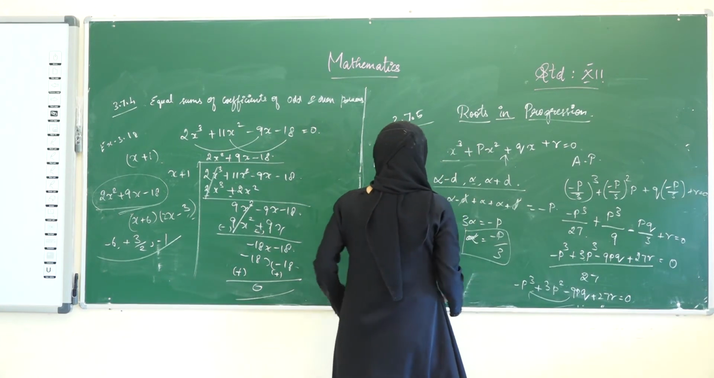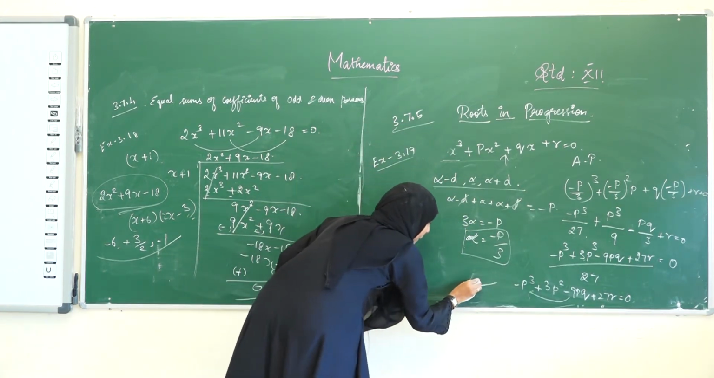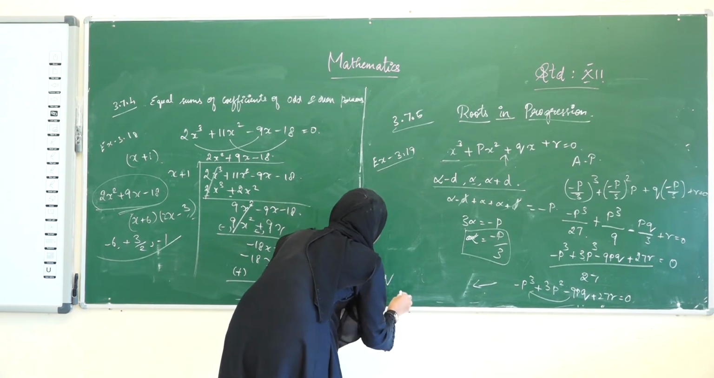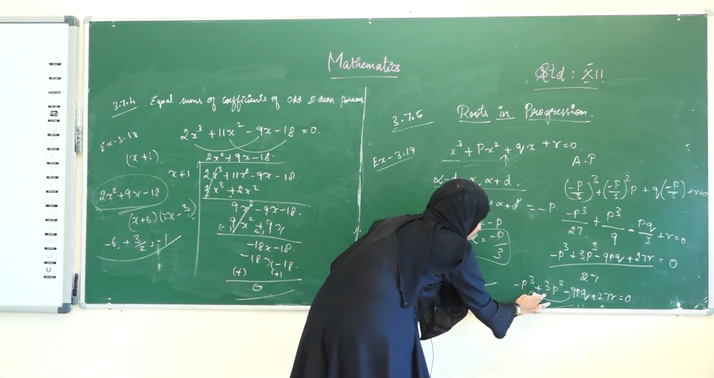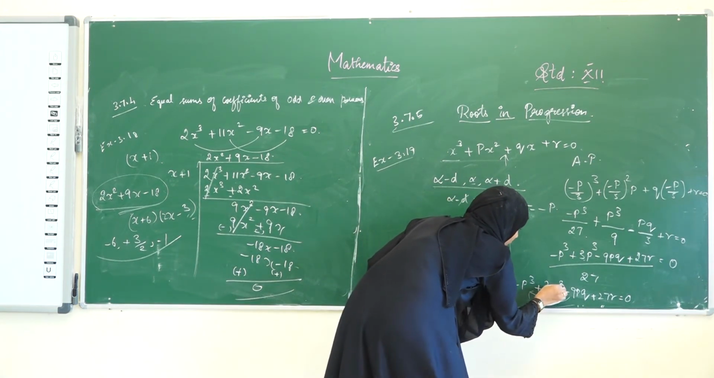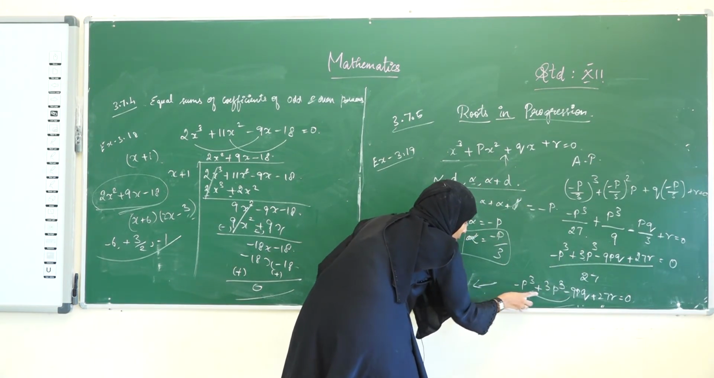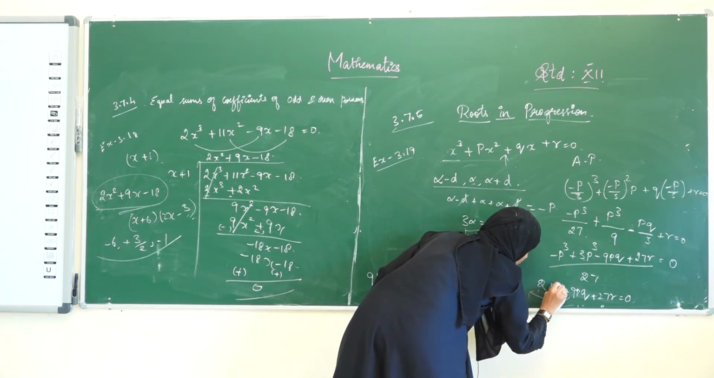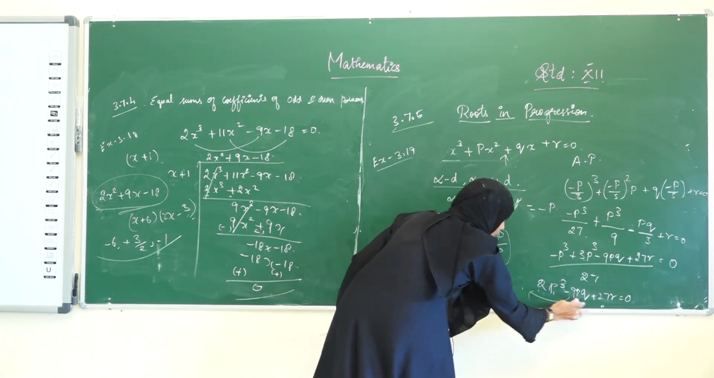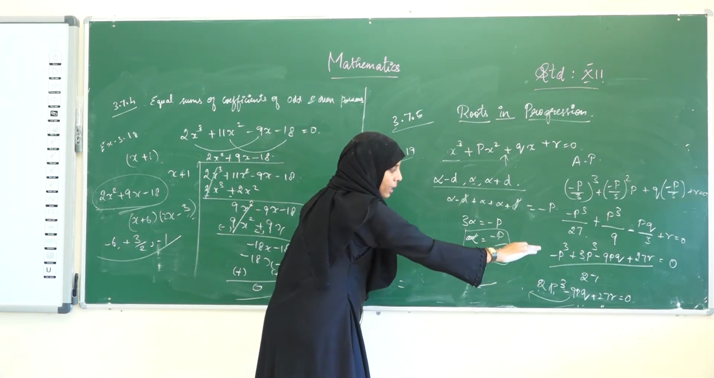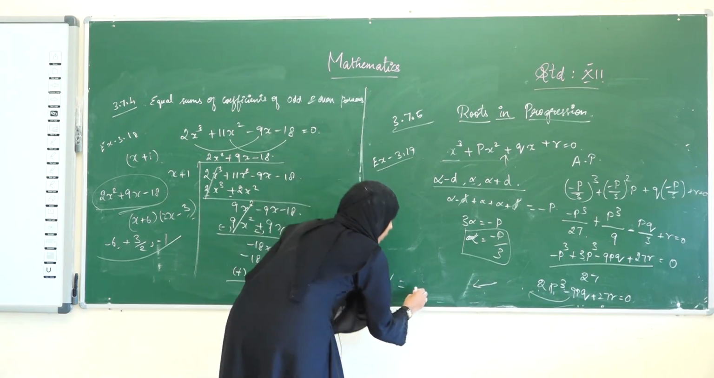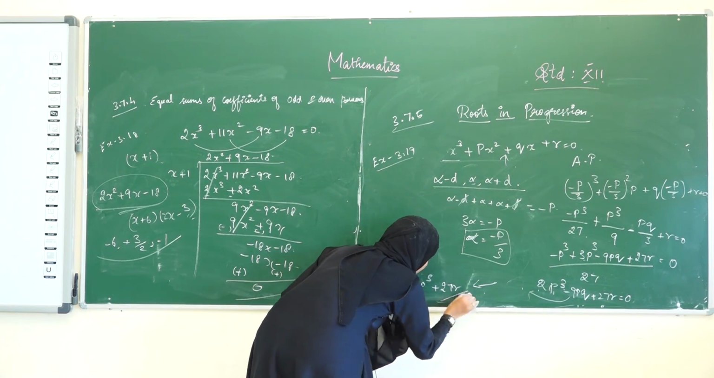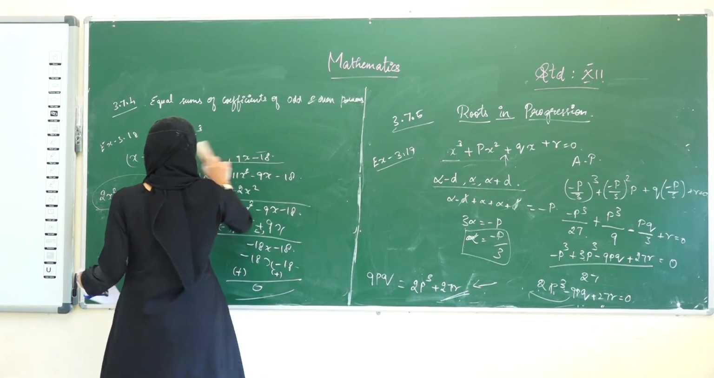So what's the answer we get? 3p cube minus p cube, that is 2p cube alone. We are going to take this term, minus 9p cube alone, to that side, which means we get plus 9p cube. Therefore 9p cube is equal to 2p cube plus 27r. This is the required condition.